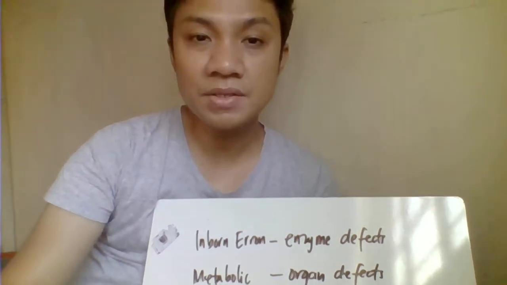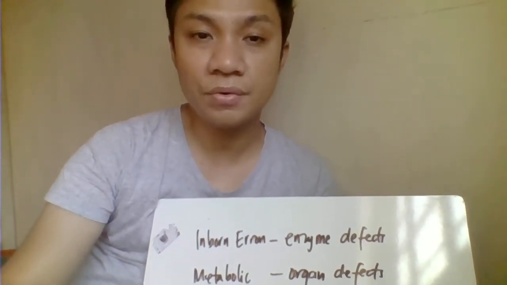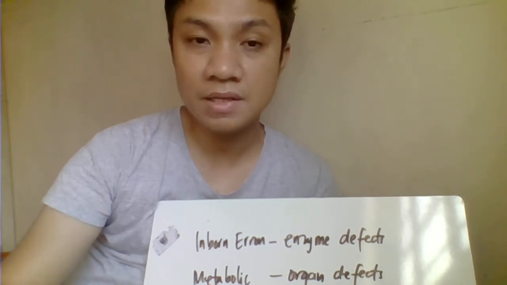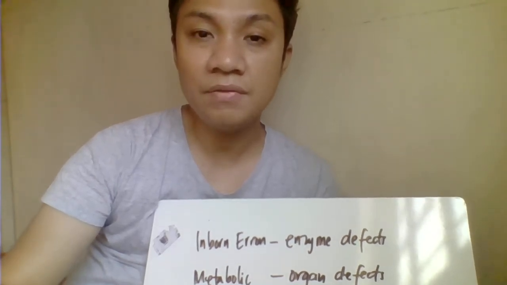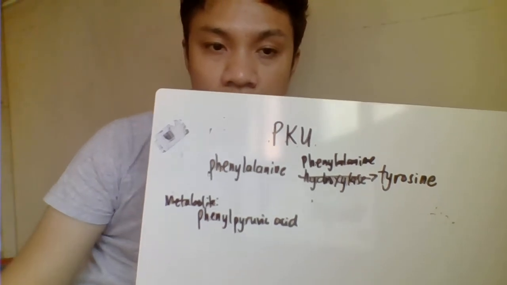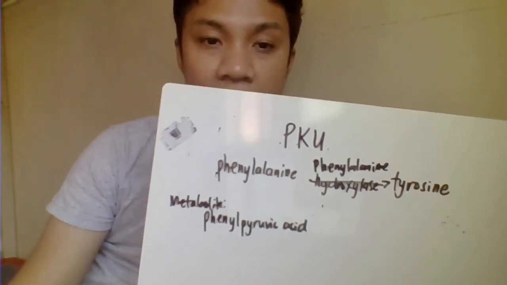So we start the discussion here with your amino acid disorders. We have here your phenylalanine tyrosine disorders. First, we have your phenylketonuria.